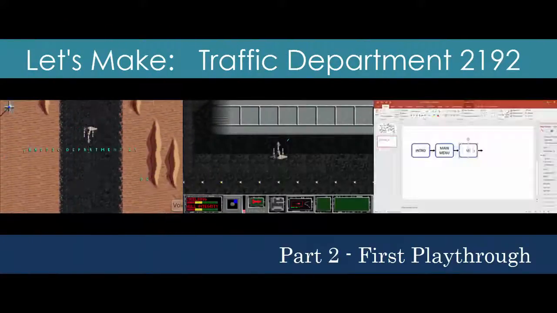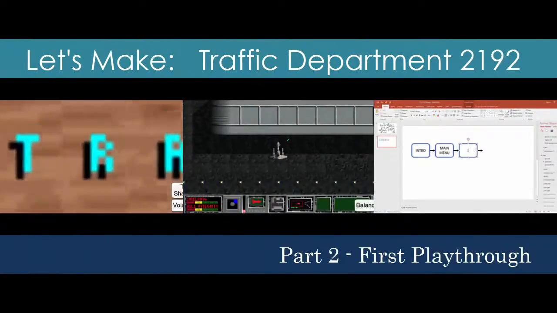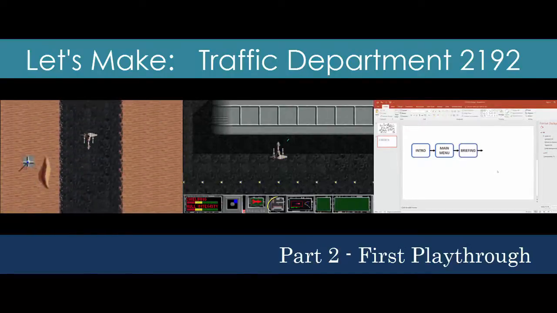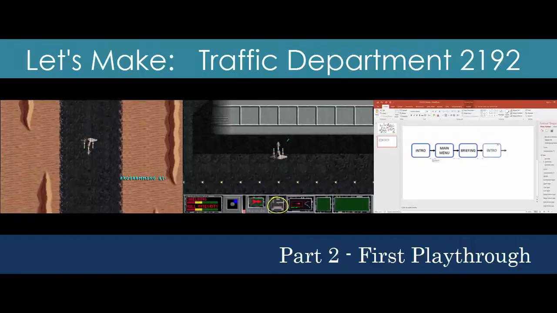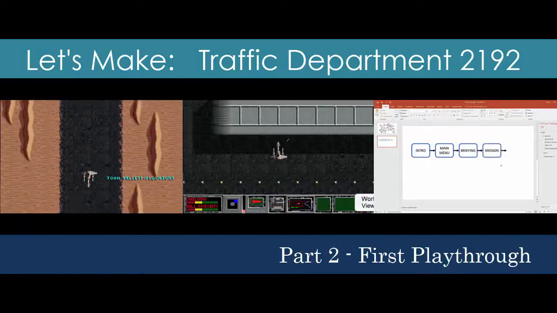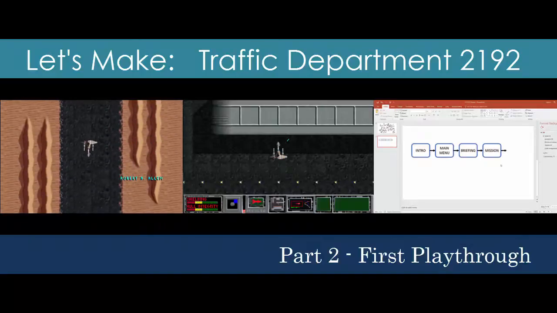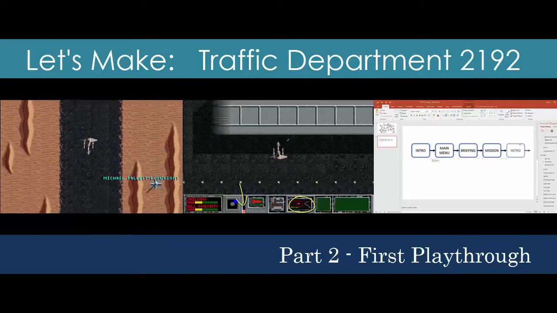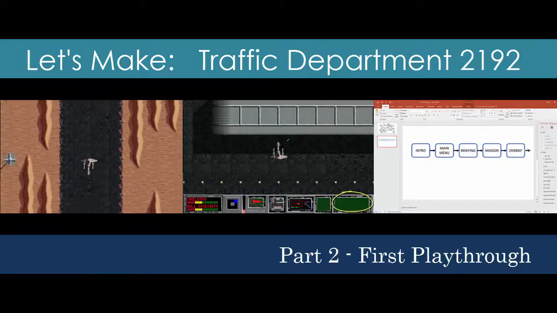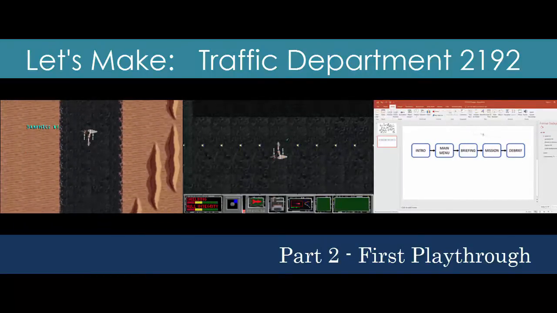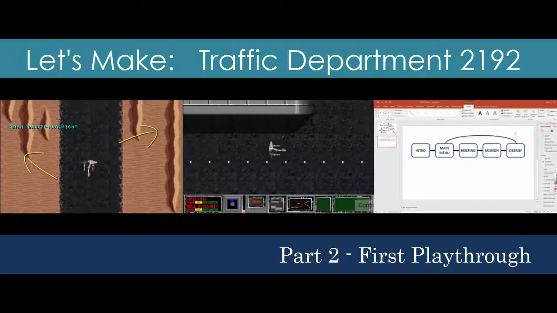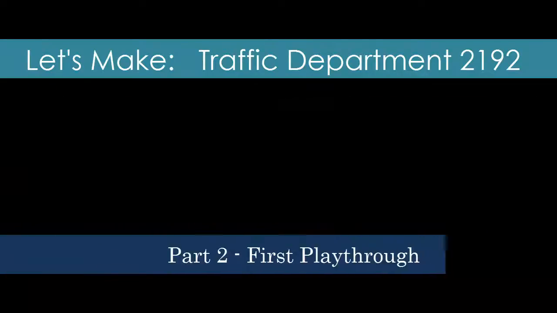Alright, welcome to our first look at the 1993 classic Traffic Department 2192 by P Squared Productions. We'll jump right in by running through a single level of gameplay using our developer's eye to dissect the experience. We'll identify core elements of the game, including assets, mechanics, and game flow, in order to build intuition for our upcoming work in asset extraction and prototyping. We'll finish by creating a high-level diagram that will evolve over the course of this series. So sit back, put on our thinking caps, and let's play Traffic Department.